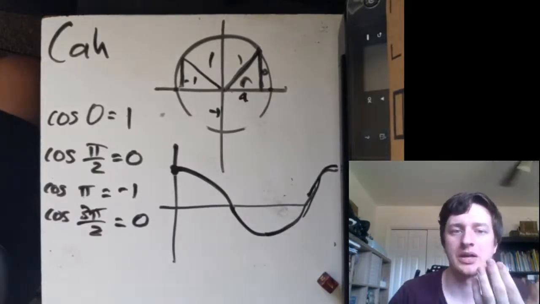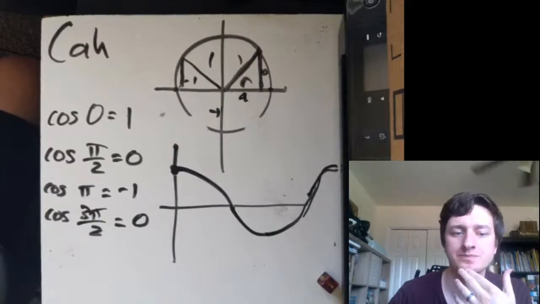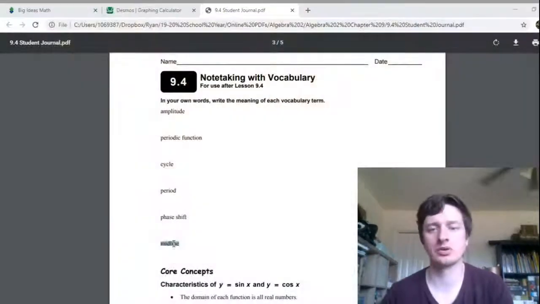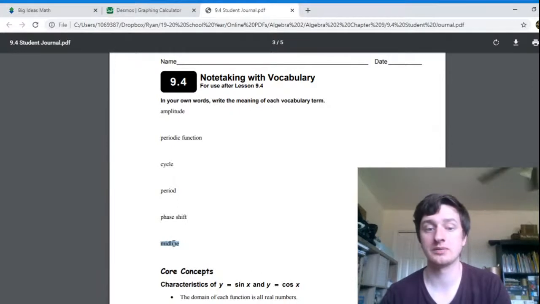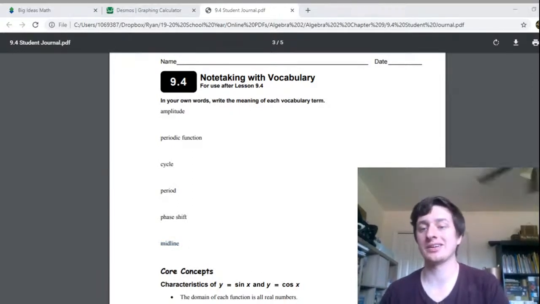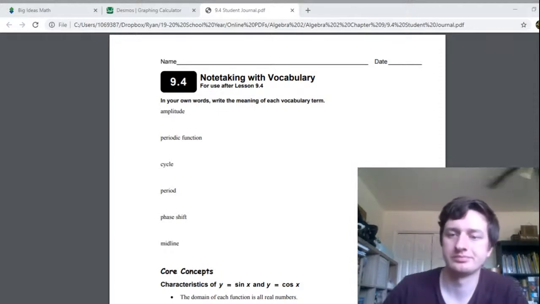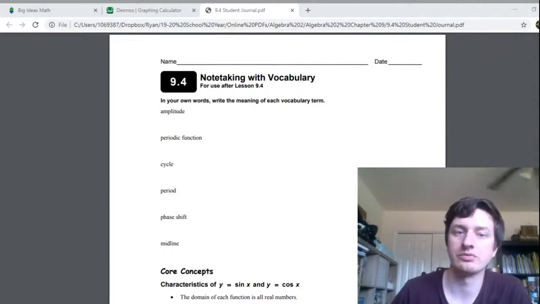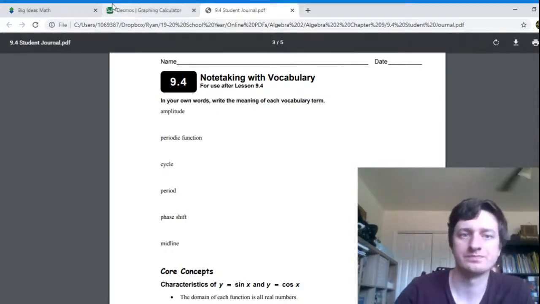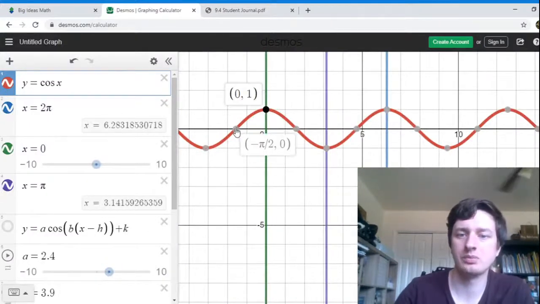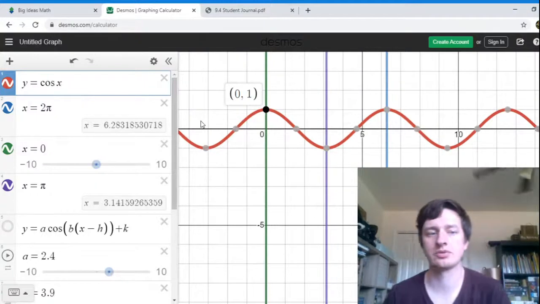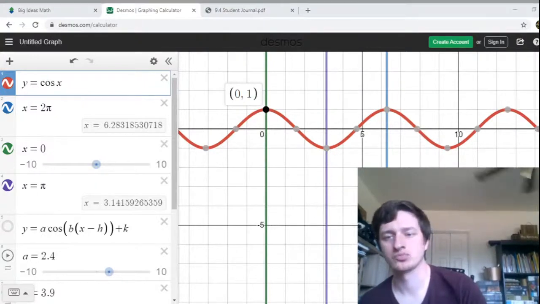The midline. So it talks about this midline, and the vocab is right on this string. So the midline here, that's like the line that goes through the center of the sine or the cosine. It's not really part of the graph, but it'd be 0 here. It'd be this horizontal line that cuts the graph in half.